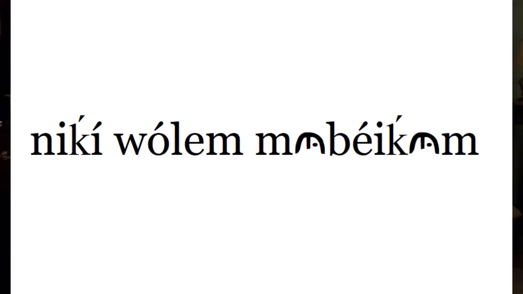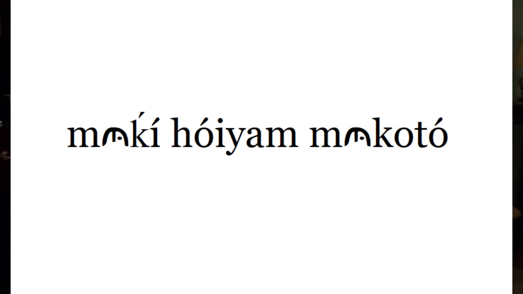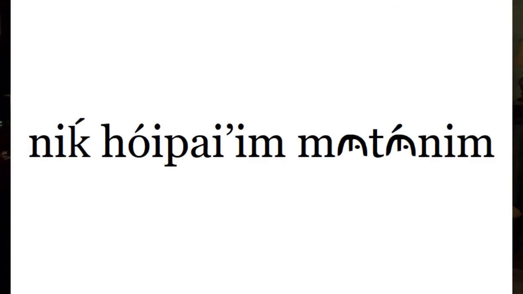If you want to throw in an adjective, a describing word for a relative, you need to tag on another possessive pronoun before the adjective. Notice Mame Gallagher puts a niki before the adjective wolem and then m on bacon. My white father, niki wolem mabacum. Niki wolem mubekum. His great-grandmother, Maki Hoyam Makoto. Nick hoi payim matunim.